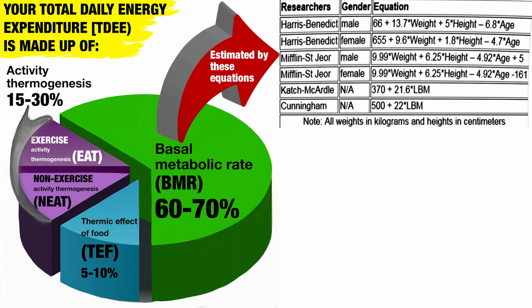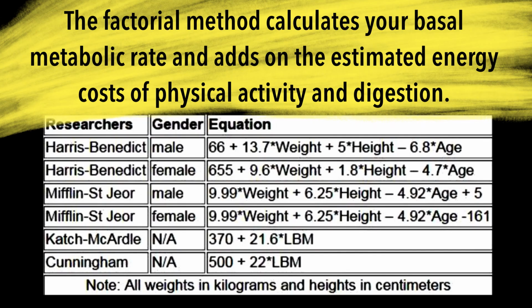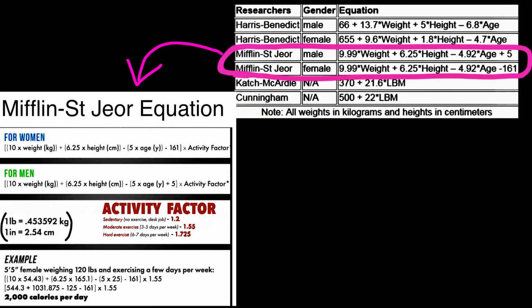The factorial method is a rough way of calculating this number. It calculates your basal metabolic rate based on your age, sex, and weight, and then adds on the energy cost of physical activity and digestion. This is the method that most online calculators use to calculate your daily energy expenditure or estimated daily caloric intake. However, it's only a rough estimate.